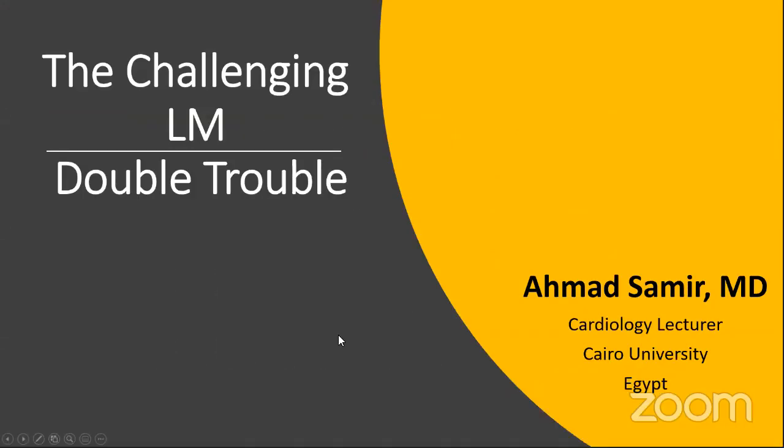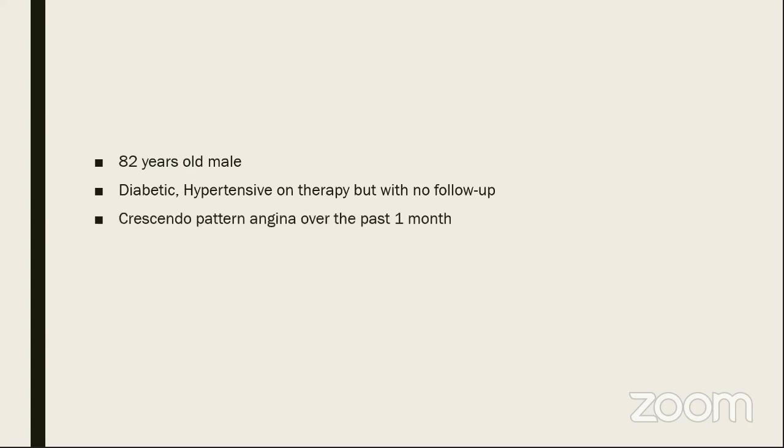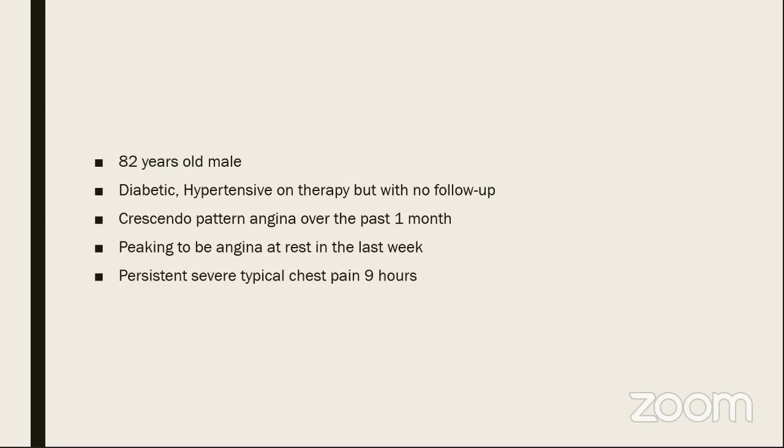In short, my case was a challenging left main case that had double trouble. It was an 82 years old male who is diabetic and hypertensive on therapy, but with no follow-up, so we did not have any data about his control. He has a crescendo pattern angina over the past 1 month that was peaking to be angina at rest in the last week. Upon presentation, he gave us history of persistent severe typical chest pain for 9 hours prior. It was apprehensive restlessness and severe agony, and thus he was not cooperative at all.